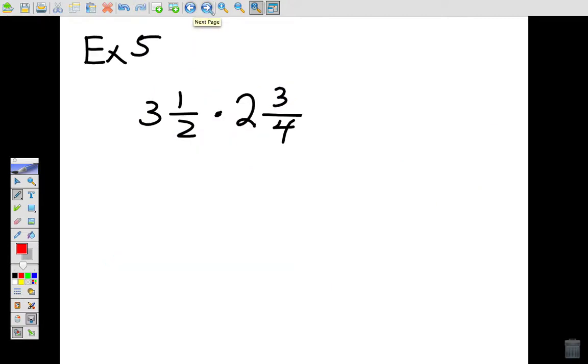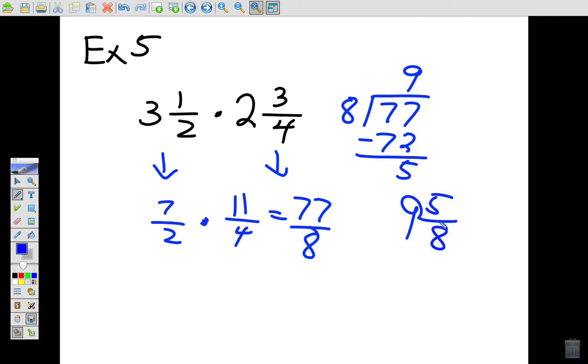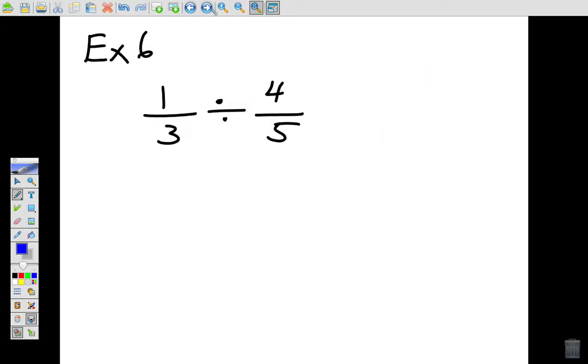Now, multiplying mixed numbers. When you have mixed numbers, you have to change them to improper fractions. So 3½ would be 7/2 times 11/4. Is there any place I can cross-cancel here? No, the answer is no. So you have 77/8. Now, let's change that back to a mixed number. And remember, to change an improper fraction to a mixed number, it's always top divided by bottom. 9 times 8 is 72. So 9 and 5/8 is my product, or my answer.